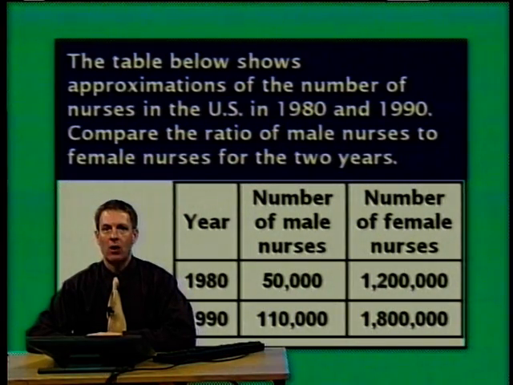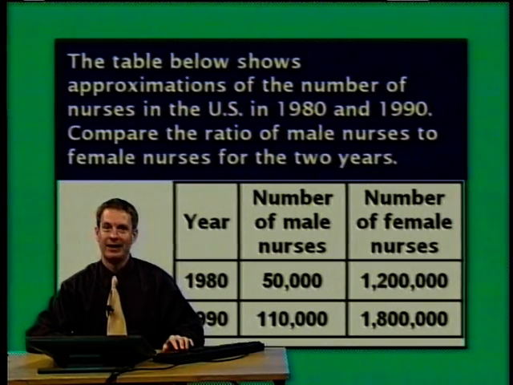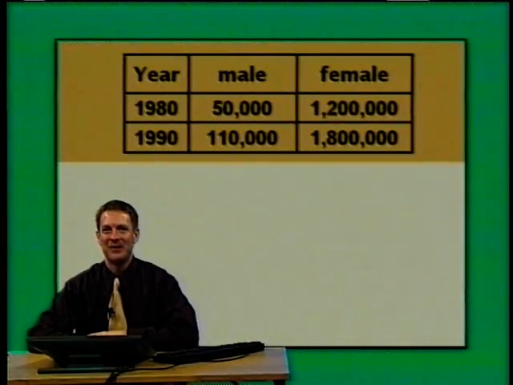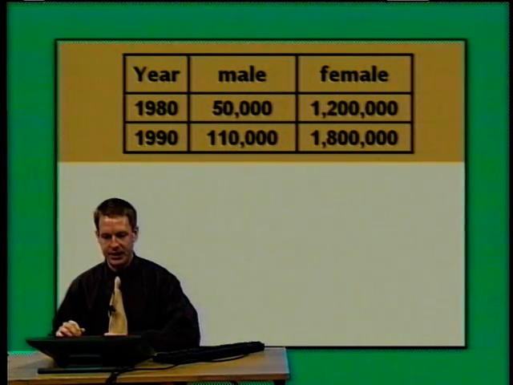The table below shows approximations of the number of nurses in the United States in 1980 and 1990. Let's compare the ratio of male nurses to female nurses for the 2 years. And these, by the way, are real numbers. I don't mean real numbers in the sense we mean it in the math class. I mean, I actually got these numbers off the internet. So let's move the table out of the way so we have some room to form our ratios.